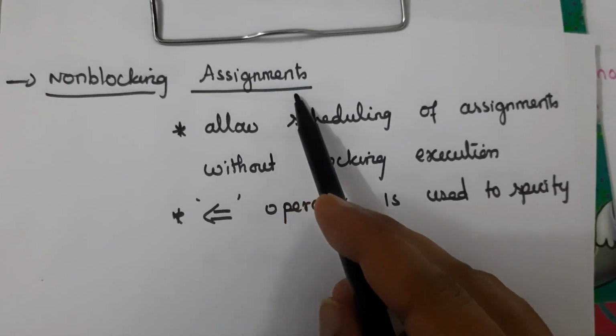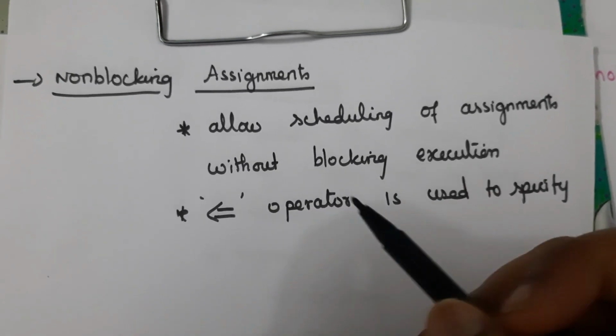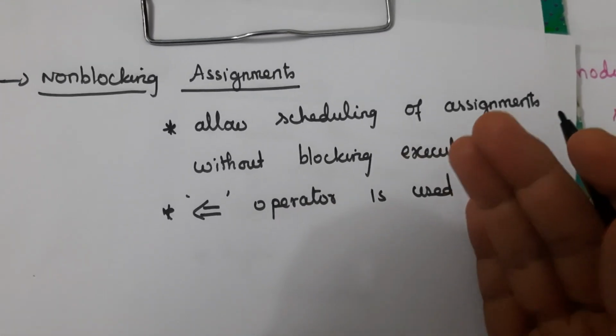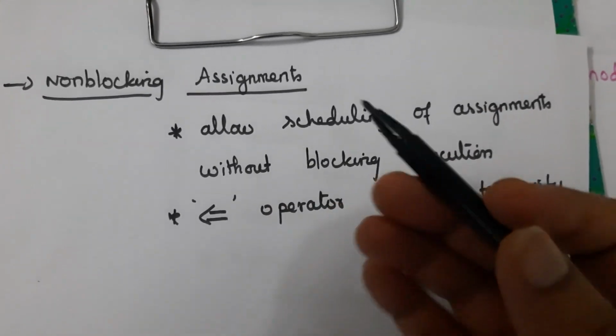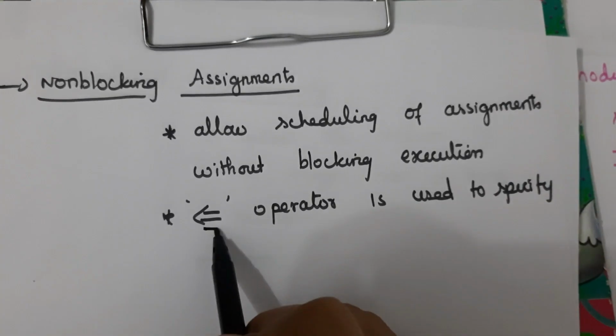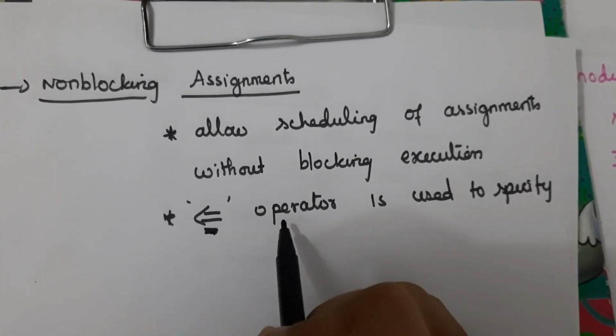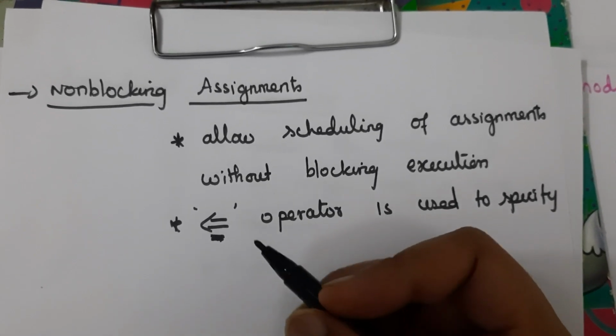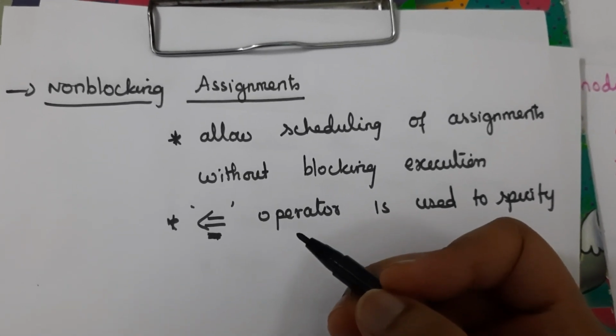Next one is non-blocking assignments, and here we can perform the function without blocking the execution. That means it allows the scheduling of assignments without blocking execution. And this symbol is the operator used to specify the non-blocking assignment. Now we can see this non-blocking assignment using one example.